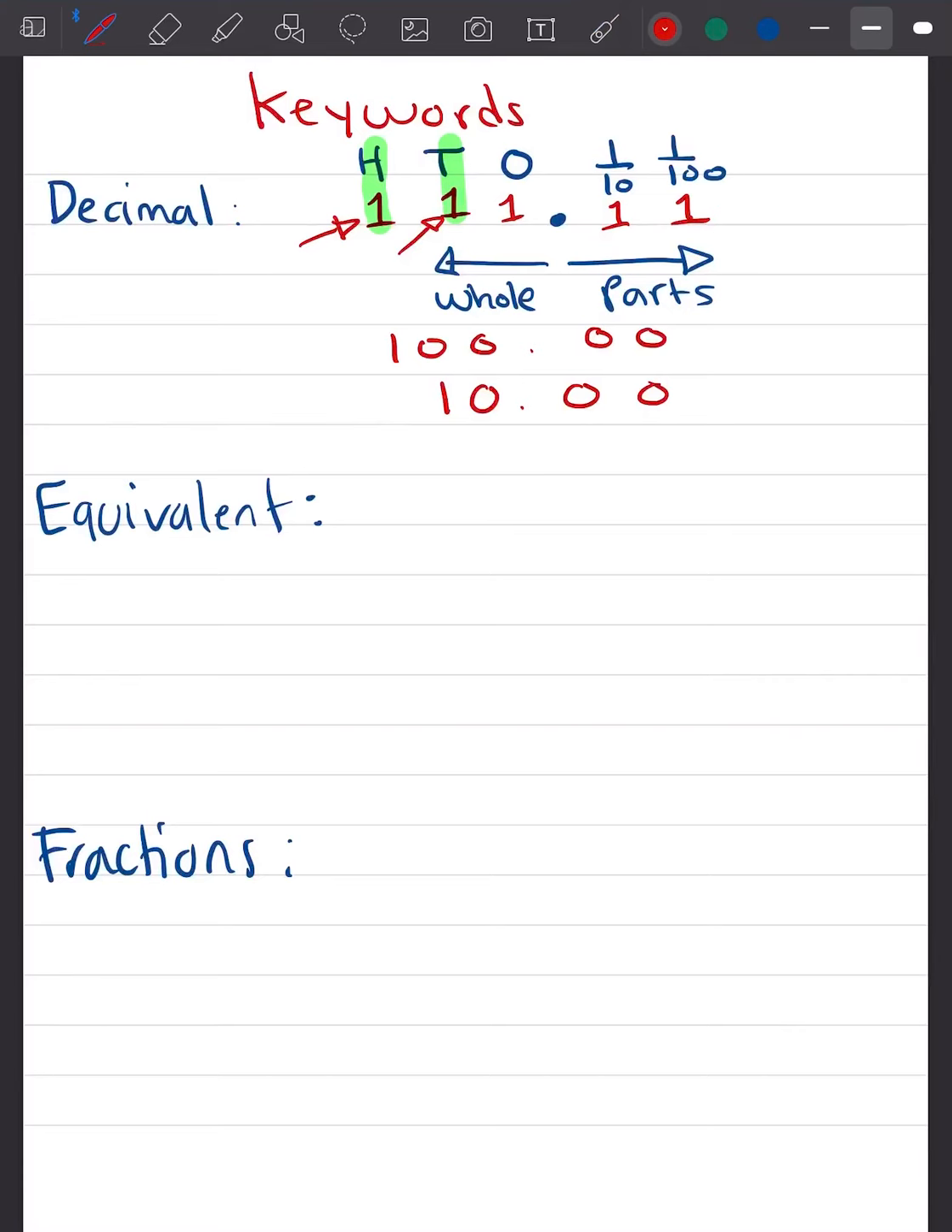Now, equivalent, guys. We're going on to the word equivalent. Think about that word, guys. Equivalent. What do you hear? You hear equal, and you're absolutely right, guys. Equal. So whenever you see the word equivalent, it means that you're comparing two things, and they want to know if they are equal, or is this the same as that?